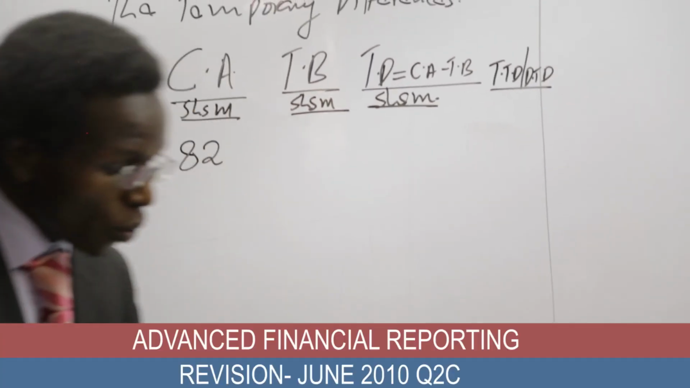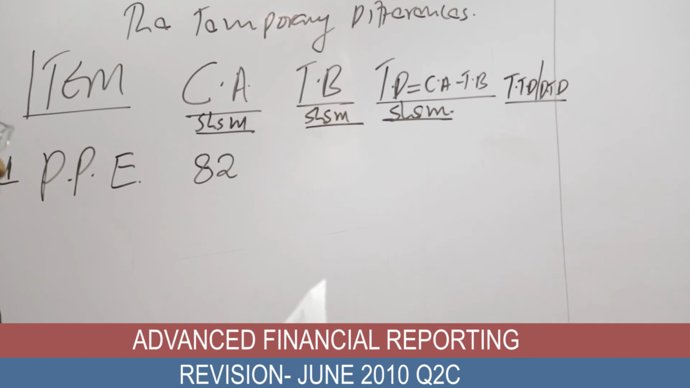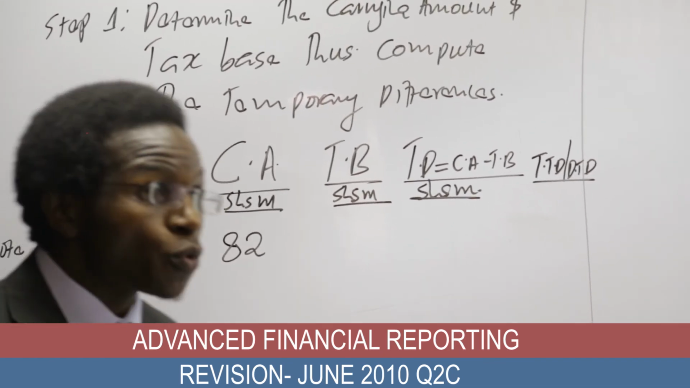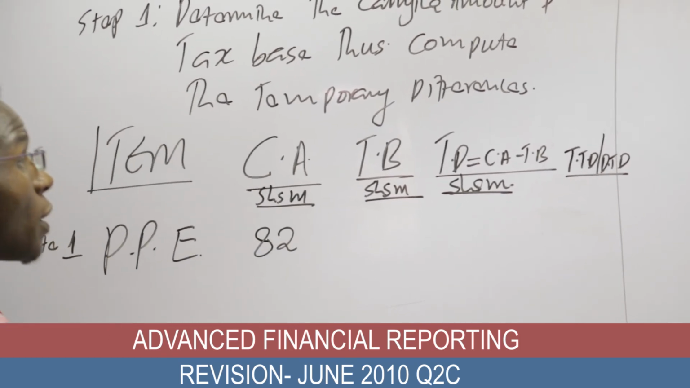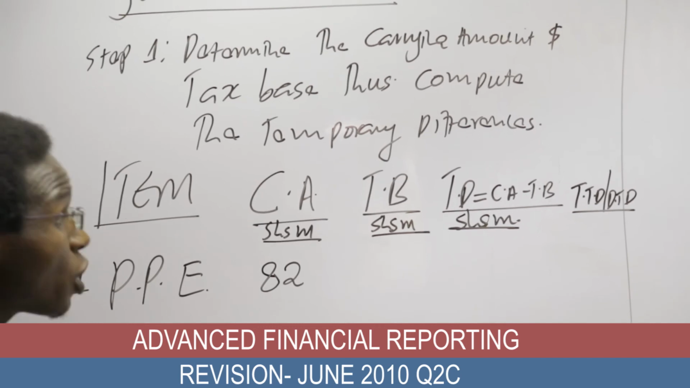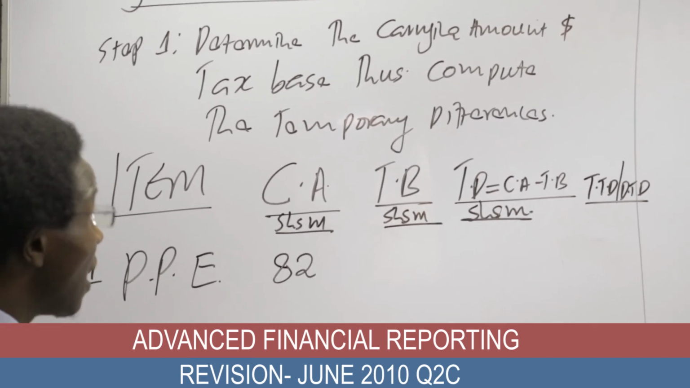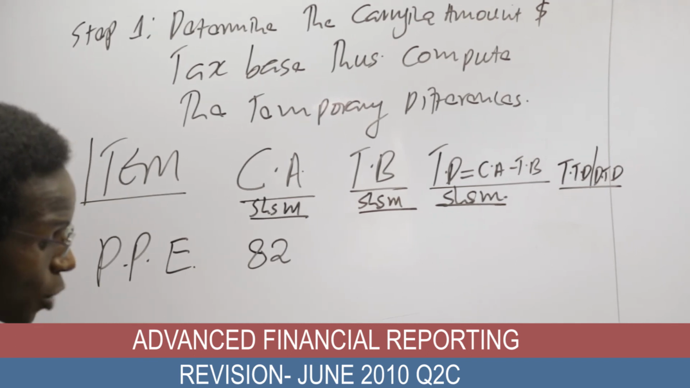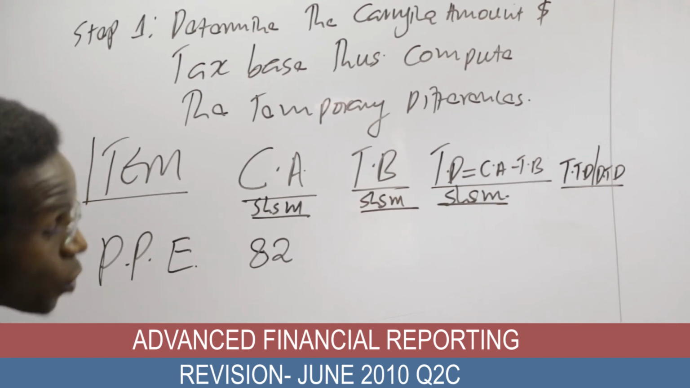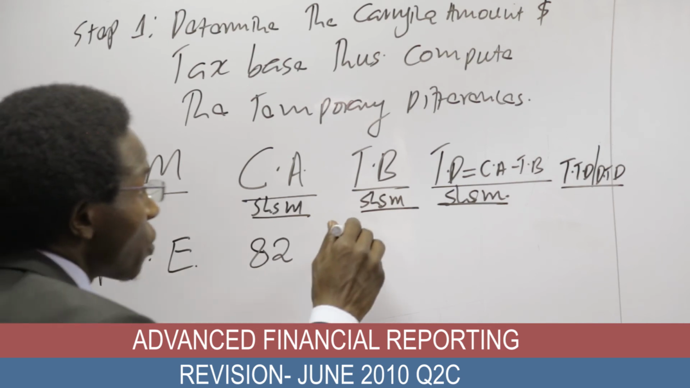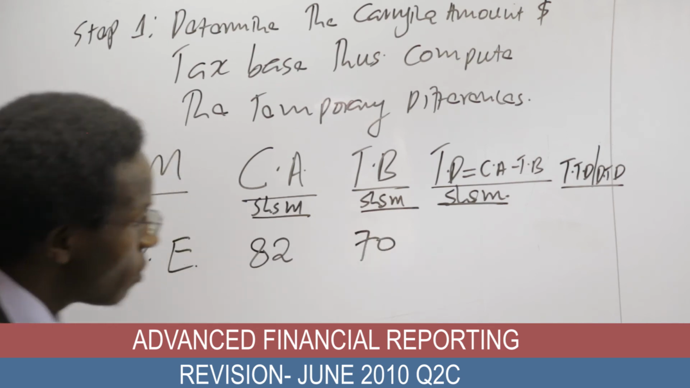Then we have been told, in the same note number 1, total capital allowances on property, plant, equipment amount to 30 million. For the purpose of the tax base, for an asset that is depreciable, subject to capital allowance, the tax base is simply the written down value, which in this case will be 100 million. You subtract the 30 million, and that comes to 70 million.